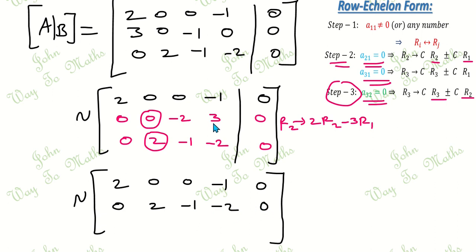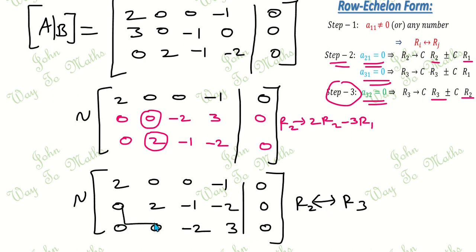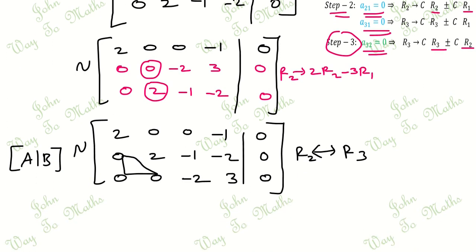Third row, second row, I have changed. So now we can enter the second row and third row: 0 0 minus 2 3 and then 0. So the condition becomes R2 becomes R3 and R3 becomes R2, we have changed. So here it forms row echelon form. Therefore, the augmented matrix A bar B forms a row echelon form.